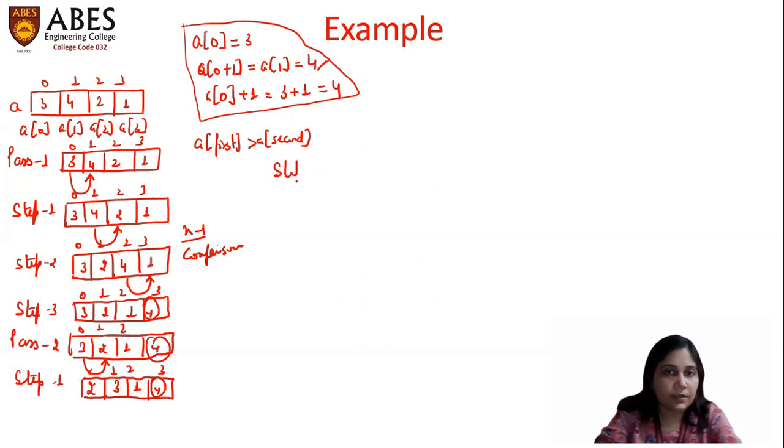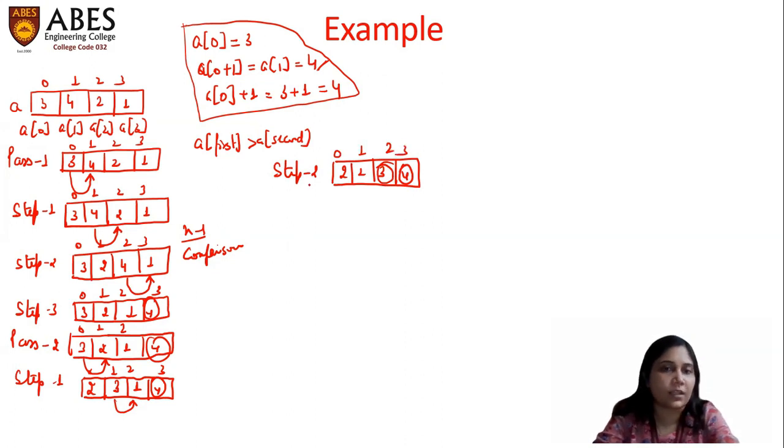Please check from here. Step 2 for pass 2. If you see 3 and 1, 3 is greater than 1. Yes, it is again true. So 2, 1, 3, and 4. It is already fixed, so I'm not going to compare it with here. I'm going to fix it over here because this is the original position for 3. It is the expected position for 3, right?